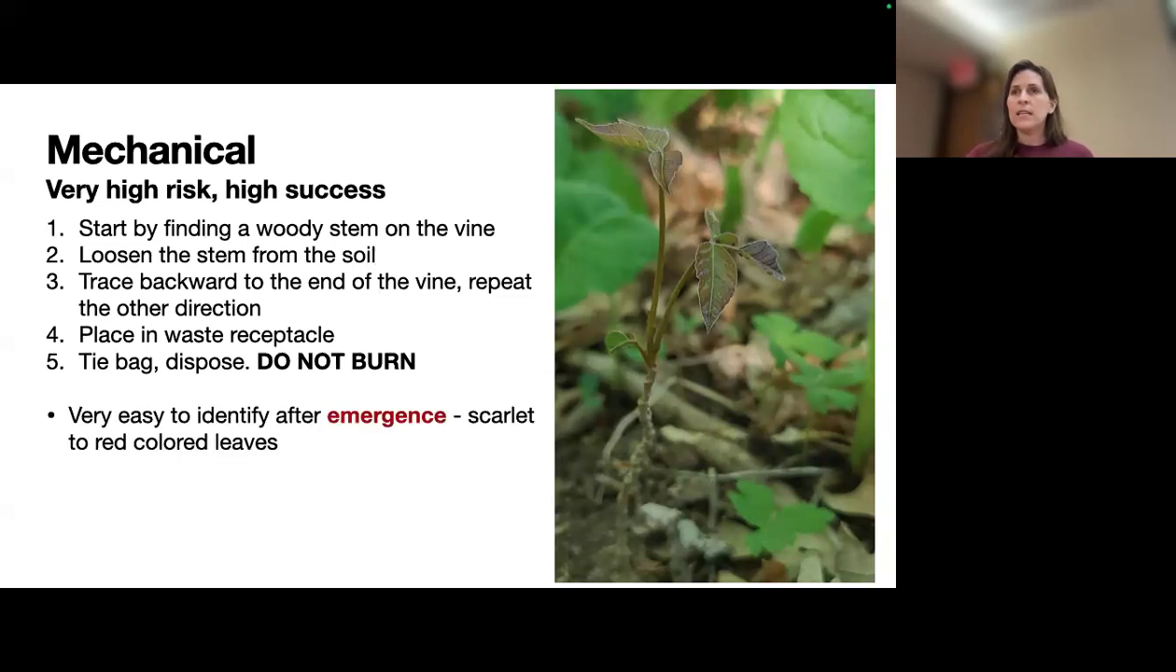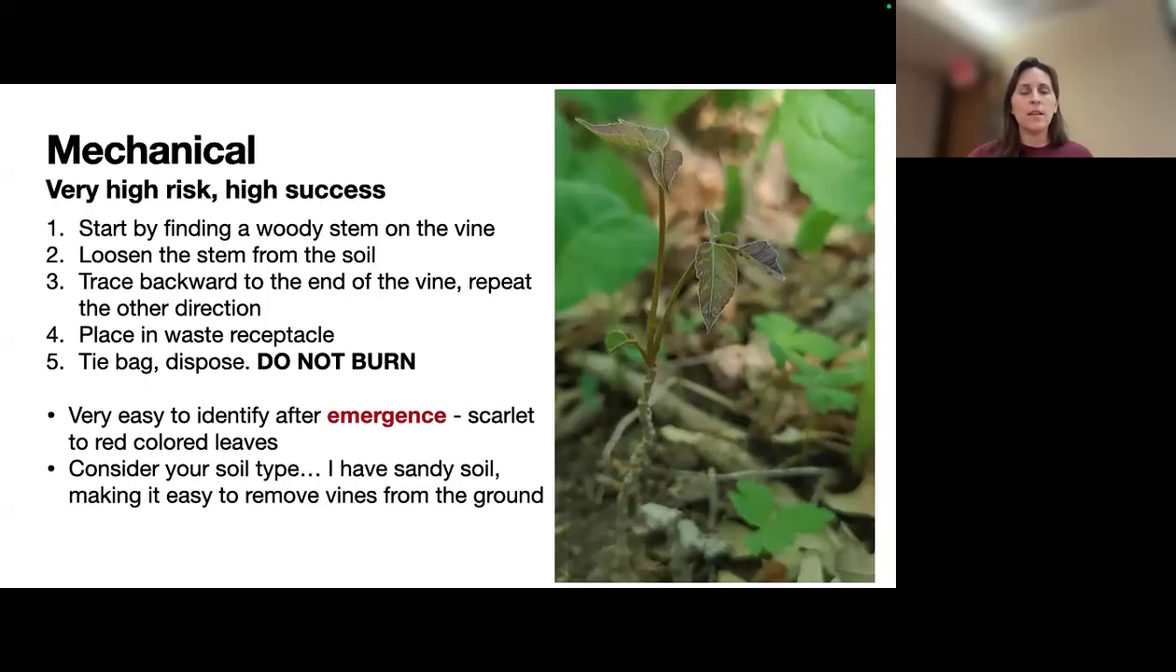I like to do this technique in the spring in certain areas simply because it is so easy to identify poison ivy in the spring once you're used to looking for it because of those scarlet red colors. And it's also really important to consider your soil type. So we live basically on a large sandbank, which makes it really easy to pull poison ivy out by the root. But if you are in a location that has maybe better soil, something like with some clay in it or loam or anything like that, something that isn't quite so easy as just basically pure sand, you might have a harder time with this technique.